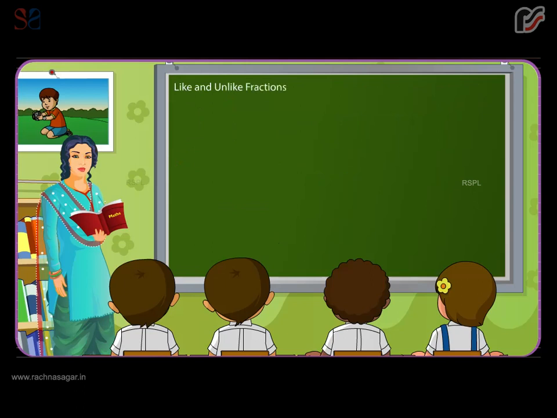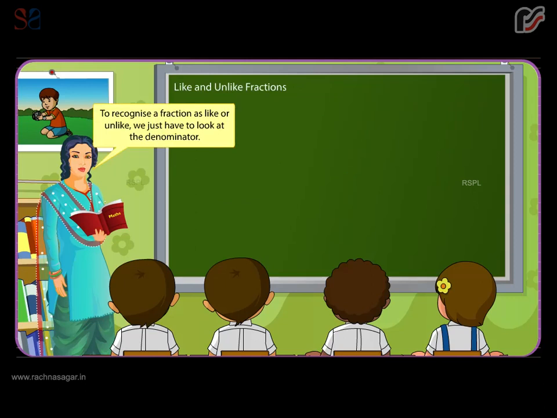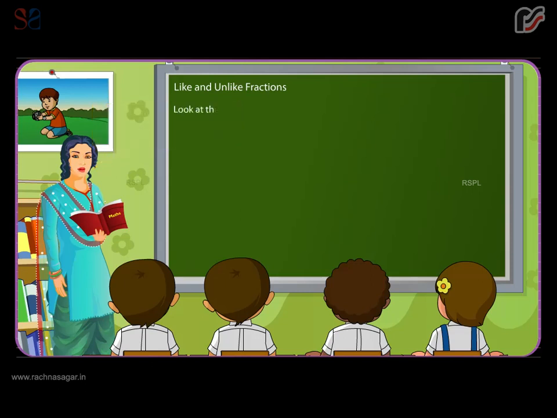Like and unlike fractions. To recognize a fraction as like or unlike, we just have to look at the denominator. Like fractions have the same denominators and unlike fractions have different denominators. Look at the fraction given below. In the given example, like fractions are 3 by 4, 4 by 4, 8 by 4, 9 by 4, 1 by 4 and 6 by 4.